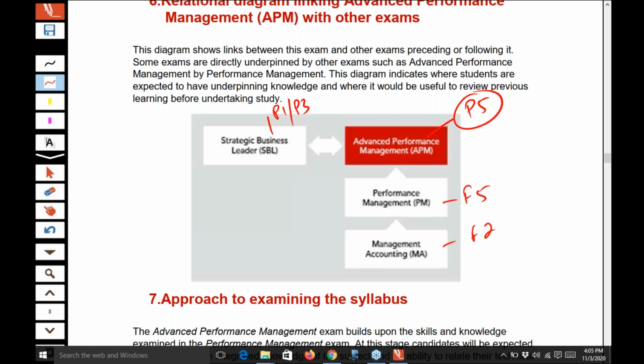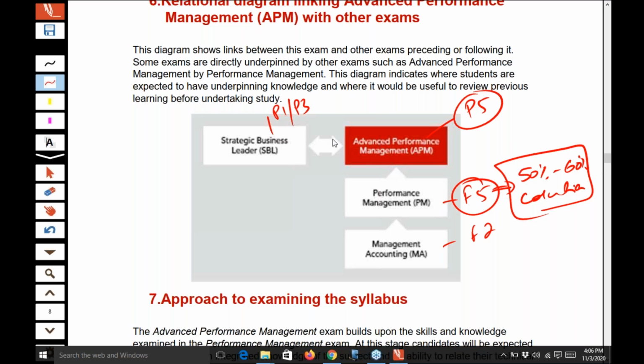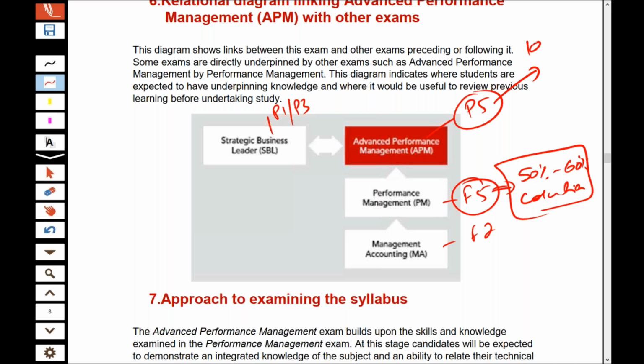You would understand that when you attempt the paper F5, approximately 50% to 60% of the paper is calculation based. 50 to 60% of the paper is computation based. But when it comes to this P5 paper, you would hardly find around 10% to 15% of computation in this specific examination. 70, 80 to 85% of the examination is theoretical, is application based.